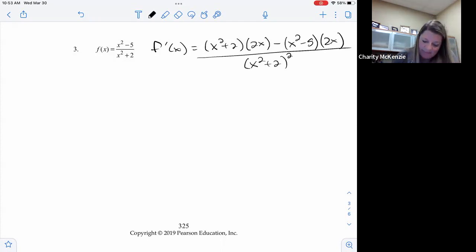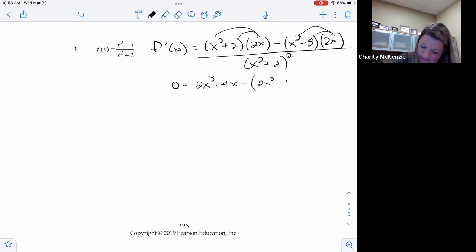So we do want to simplify this to be able to do the second derivative. And I'll just simplify it while we set it equal to 0. So 0 for critical values. We'll have the 2x times through here. So 2x to the third plus 4x minus this entire thing. 2x times x squared is 2x to the third. 2x times -5 is -10x. And then we have to remember to minus that whole thing off.